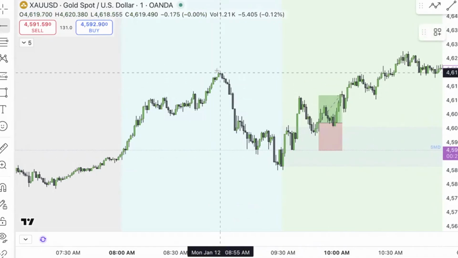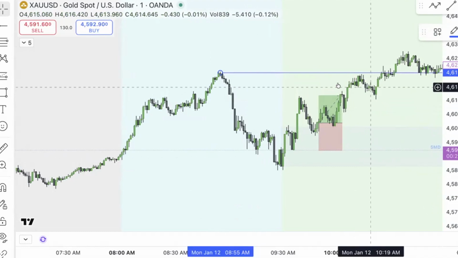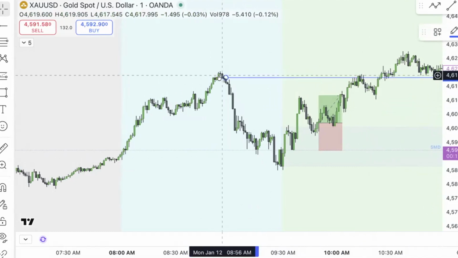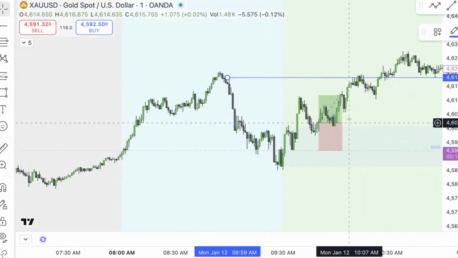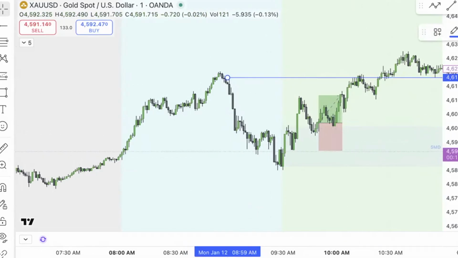And I would probably choose this wick here. Before you do decide to leave a runner, after you've secured some profit, be sure to move your stop loss to break even.